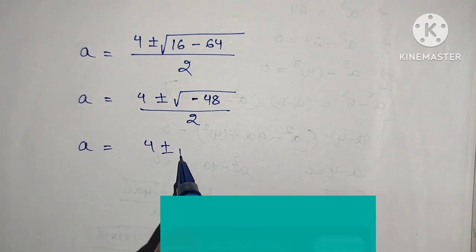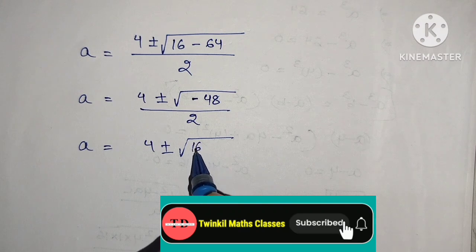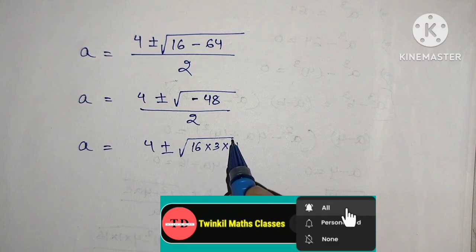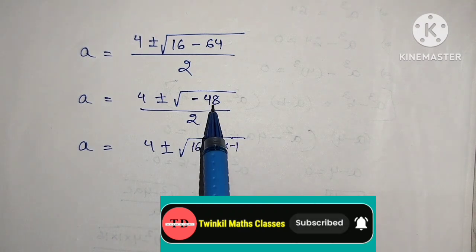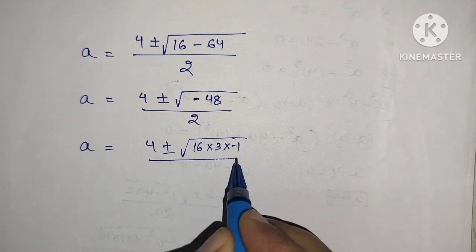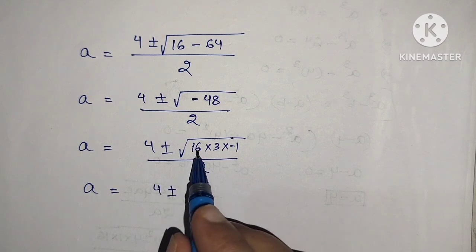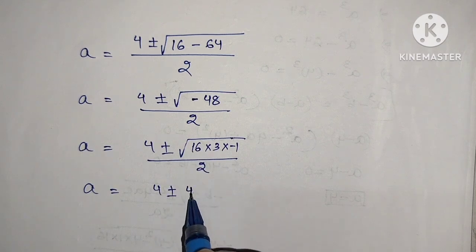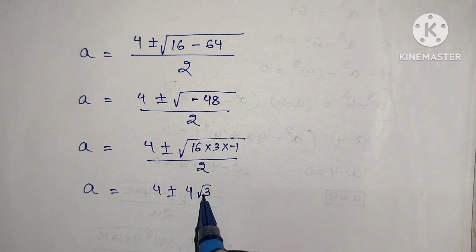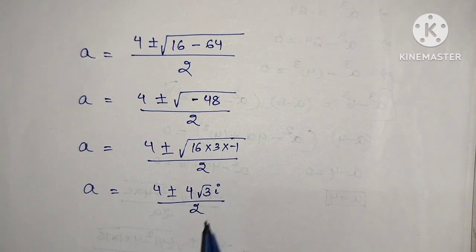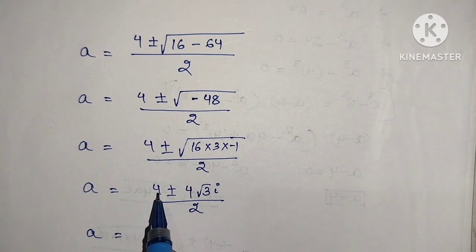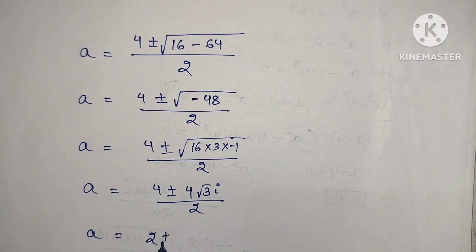Then A is equal to 4 plus minus root over of 16 into 3 into minus 1. 16 into 3 is 48, then minus 1, divided by 2. Then A is equal to 4 plus minus root over of 16, it is 4, then root 3 i, divided by 2. Then 2 is divided into 4, 2 is divided into 4 also. Then 2 plus minus 2 root 3i.